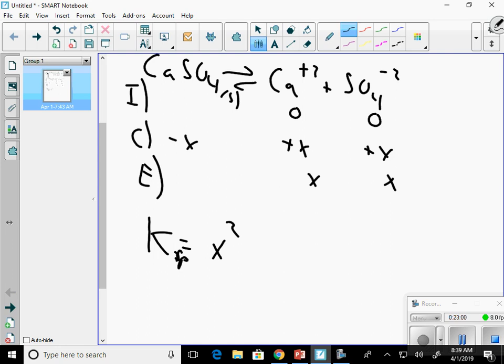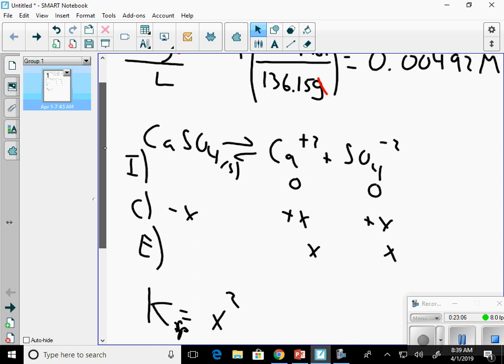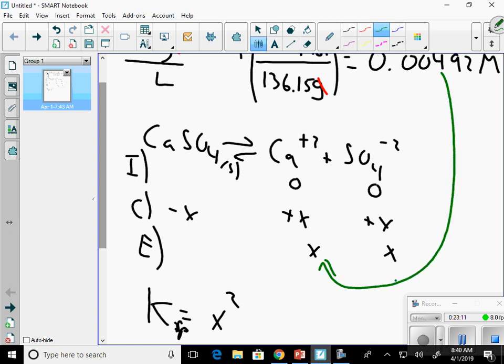Let's see if I can get that in here. That X value is what we solved for right there. So we can take those X's and plug them in here. Take 0.00492 times 0.00492. So when we solve for the molar solubility, we're in essence solving for X. Now, if this wasn't a 1-to-1 ratio, it was a 1-to-2 ratio, well, then we'd have to adjust that a little bit. And maybe we'll see that on the next problem.